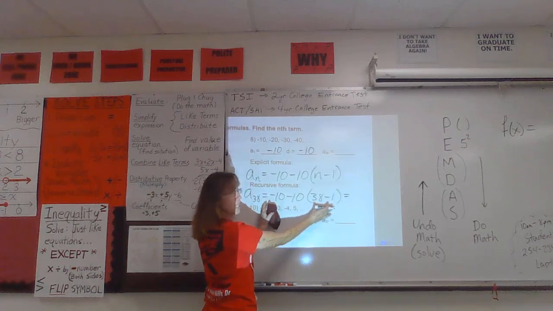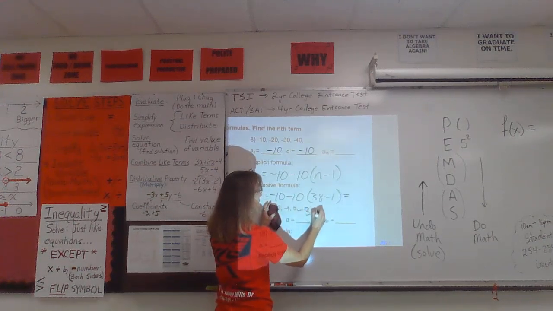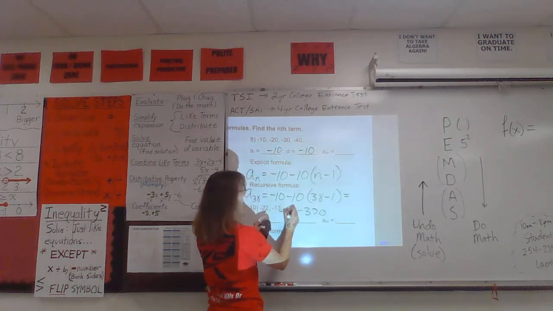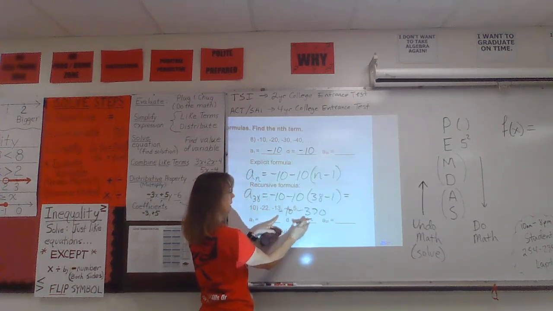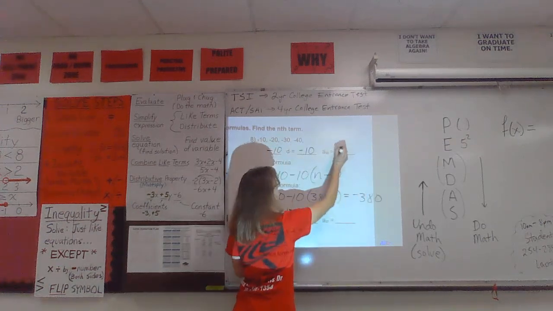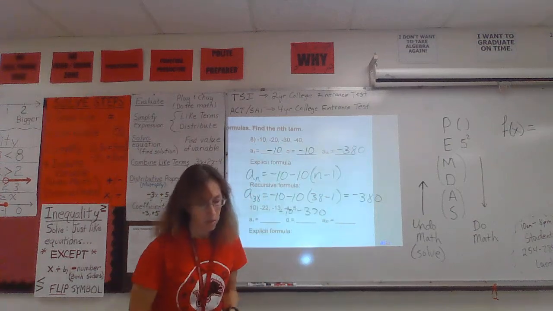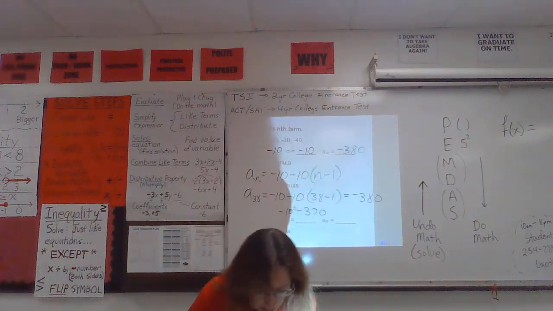38 minus 1 first, you get 37. Multiply it times 10, that gives you a negative 370. And another negative 10 in front of it. So bad guys and bad guys gives you negative 380. Or you can come back and put it up here if you want to, negative 380. Check my math, make sure I did that right in my head.